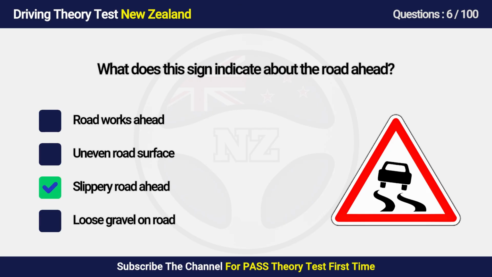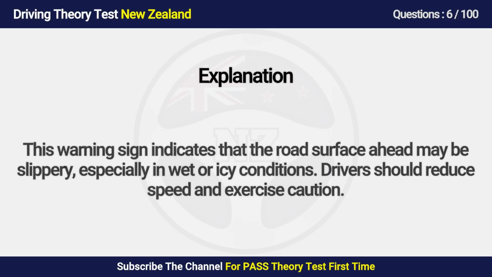Answer is C. Slippery road ahead. This warning sign indicates that the road surface ahead may be slippery, especially in wet or icy conditions. Drivers should reduce speed and exercise caution.